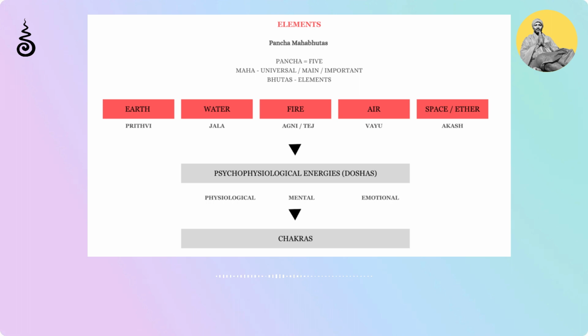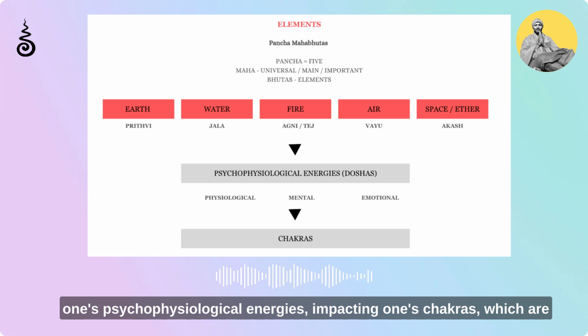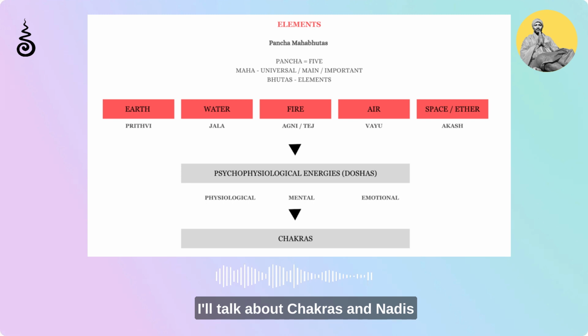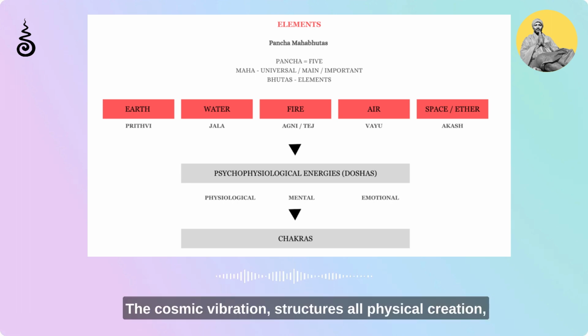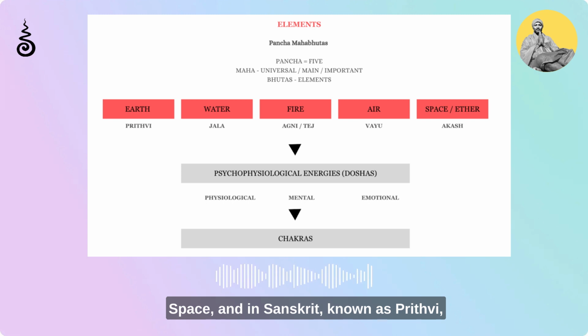Pancha Maha Bhutas. As you will see in the accompanying image, the Pancha Maha Bhutas have a direct bearing on one's psychophysiological energies, impacting one's chakras, which are essentially a concentration of nerves called nadis. I'll talk about chakras and nadis in detail in upcoming episodes. The cosmic vibration structures all physical creation, including your physical body, through the manifestation of five elements or tattvas. They are earth, water, fire, air, and space, and in Sanskrit known as Prithvi, Jala, Agni, Vayu, and Akash, respectively.